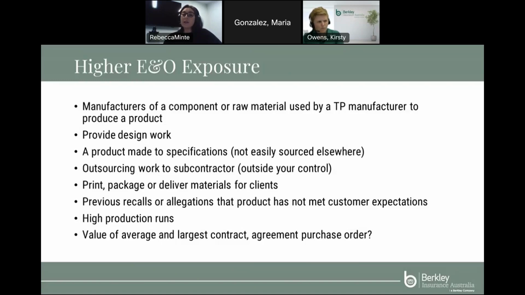Does your client have high production runs? And if they do, how are they keeping track of batches and what batch testing is being conducted? I will have a claims example later on, which really highlights the importance of this as well. When discussing E&O limits with your clients, you should also be thinking about the maximum exposure for their E&O claim. What is the value of their average and largest contract? Again, I will point out, make sure you know who their end clients are. If they are large multinationals, large contracts, then you really need to be discussing the importance of the E&O extension.